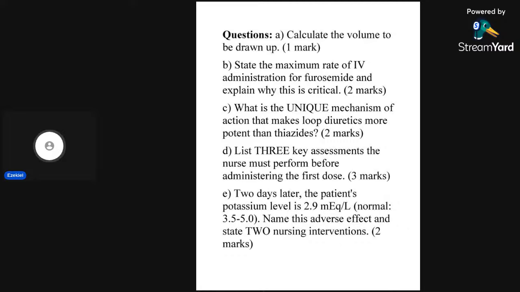So when I tell you 2 days later the patient's potassium level is 2.9, while the normal range is 3.5 to 5.0, name the adverse effect. This is just simple hypokalemia. This number 2E question is a giveaway. Then two nursing considerations that you should do. First of all, you withdraw the drug. Hold the next dose. Don't give the next dose of the furosemide. Then you monitor heart rate and blood pressure. Then you can also give potassium-rich foods. I don't know if I taught it in class.